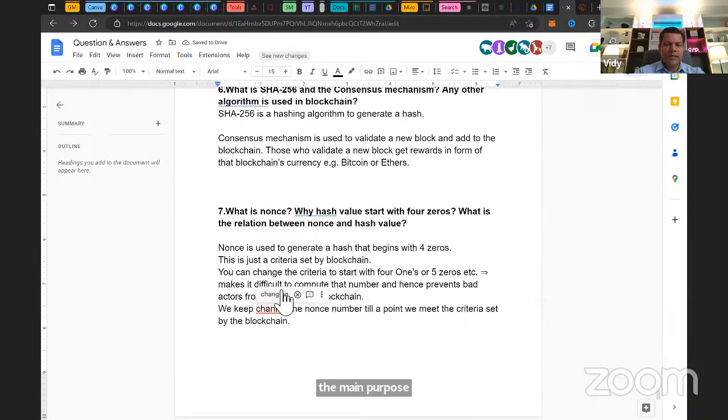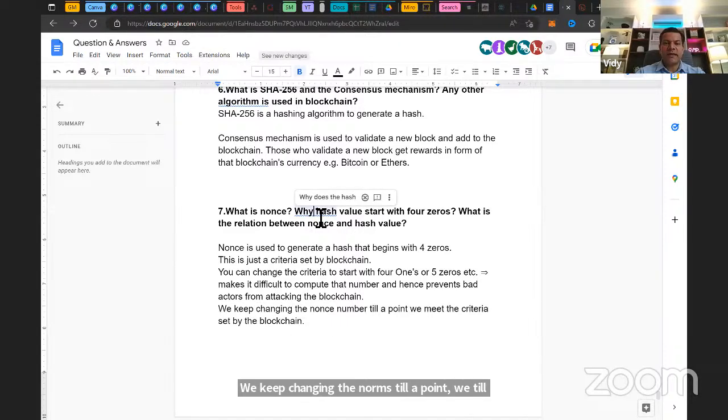We keep changing the nonce till we reach the criteria that we have set for the blockchain, which in that example that I gave, was that the hash should begin with 4 zeros.